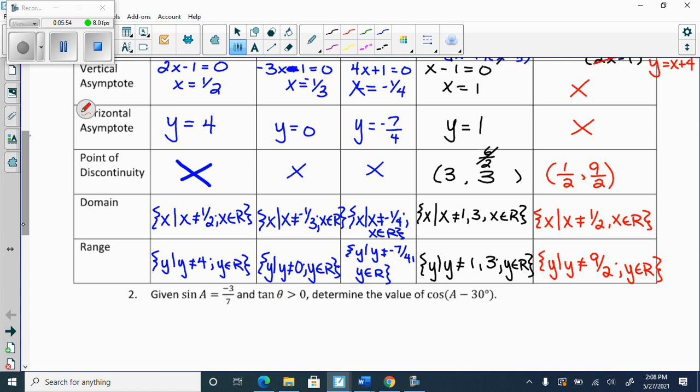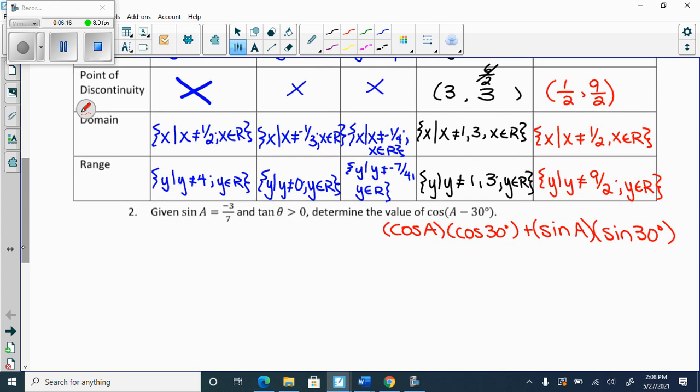Then we go to the trig one. They give you a trig ratio, and then I ask you for cos of A minus 30. So I know this is the same as cos A cos 30 degrees plus sine A sine 30. And I gave you sine of A. So sine of A is negative 3 over 7. Sine of 30 is a half. Cos of 30 is root 3 over 2.